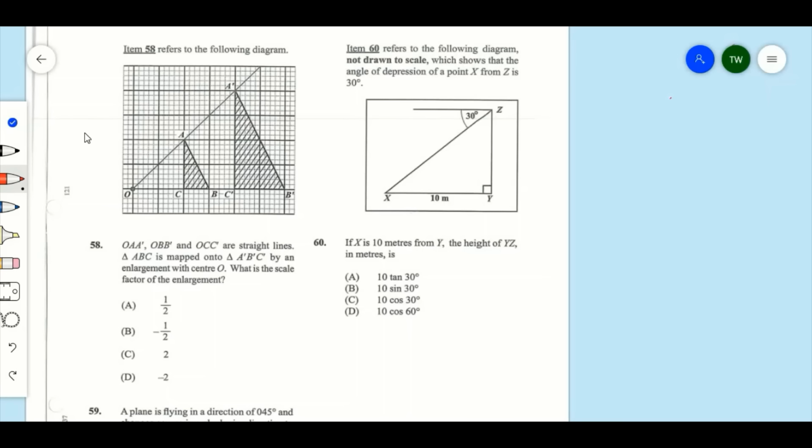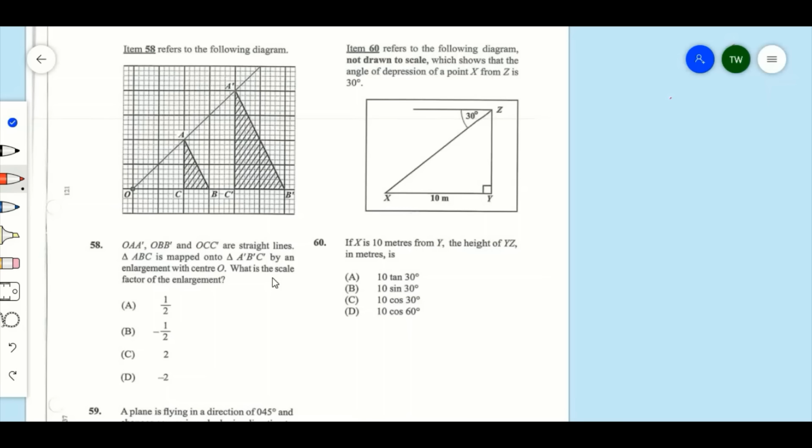Item 58 refers to the following diagram, and here we have an enlargement. Now 58, OAA prime, OBB prime, and OCC prime are straight lines. Triangle ABC is mapped onto triangle A prime, B prime, C prime by an enlargement with center O. What is the scale factor of the enlargement?